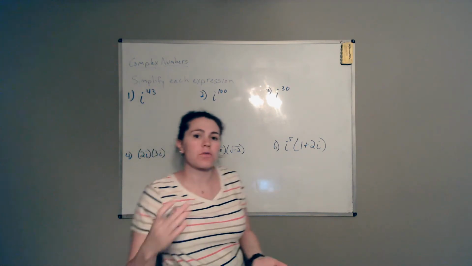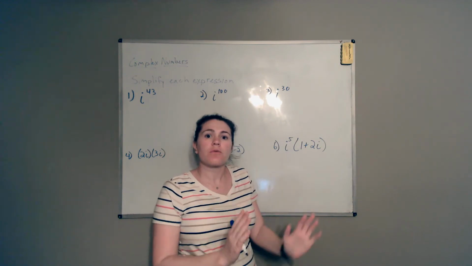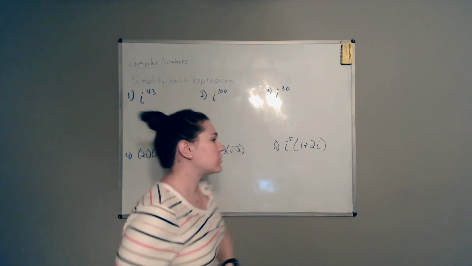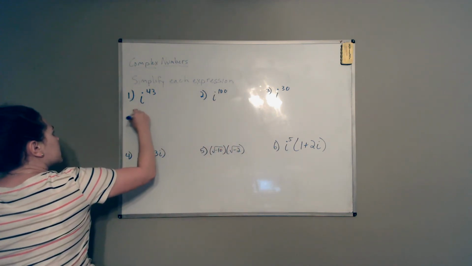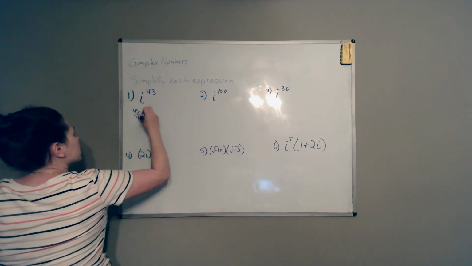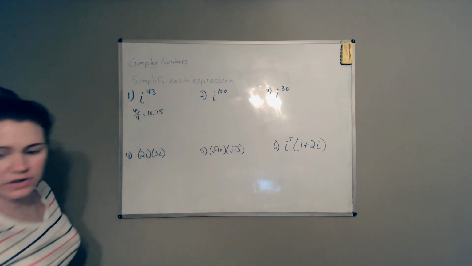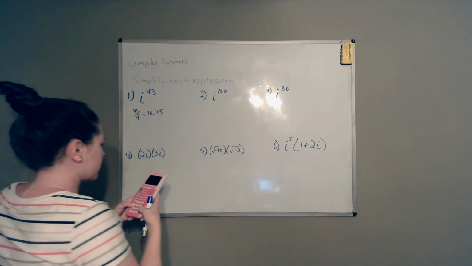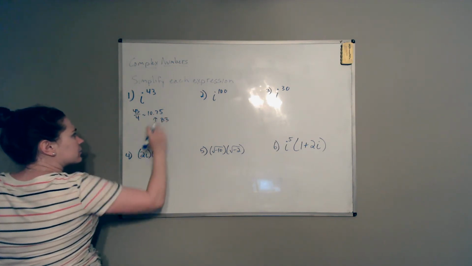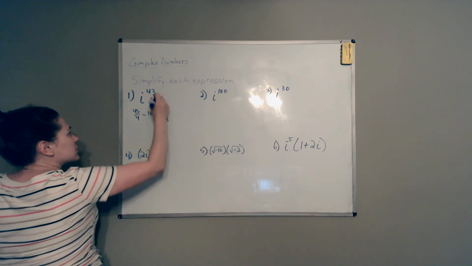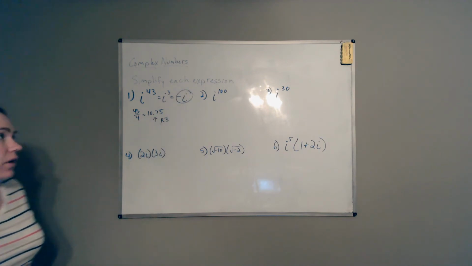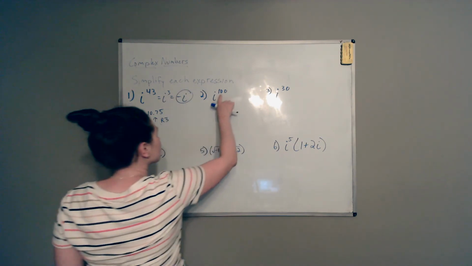What we know is i to the 4th is 1. So when you're able to make those groups of i to the 4th times i to the 4th times i to the 4th, whatever the last one is, that's what it's going to simplify down to. So to figure that out, we take 43 and we divide it by 4, okay? That's going to give us 10.75, okay? You can even just use your calculator, right into the calculator, 43 divided by 4 is 10.75. So this is a remainder of 3. That means this simplifies to be i to the 3rd, and i to the 3rd is negative i.